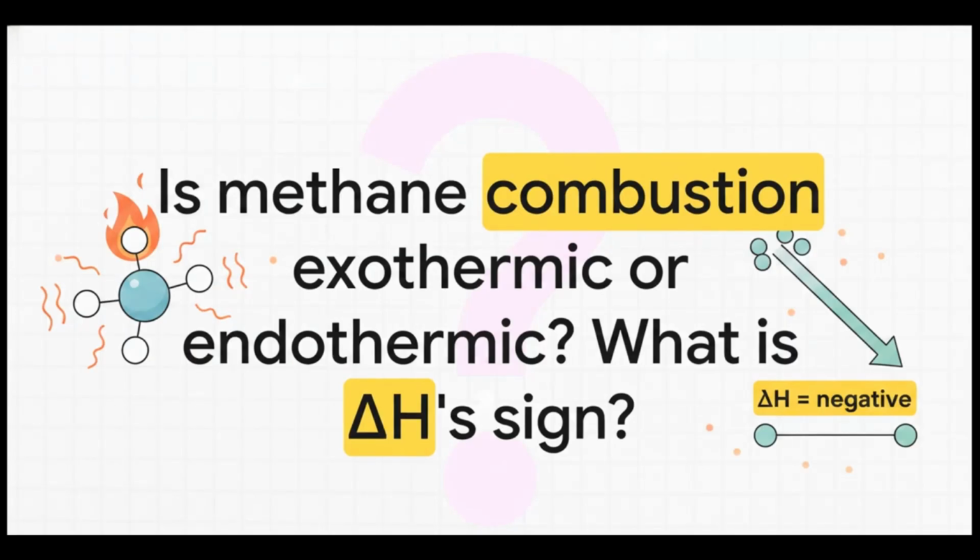All right, time for a quick test. The combustion of methane. What do you think? Well, it's combustion, it's burning. It gives off heat. So that makes it exothermic. And the sign of its delta H has to be negative.